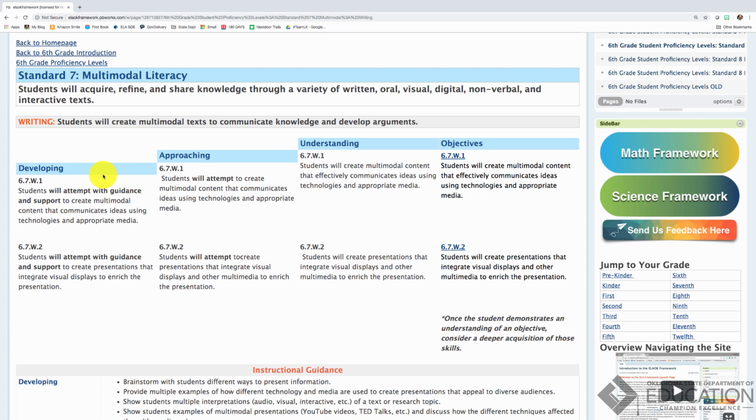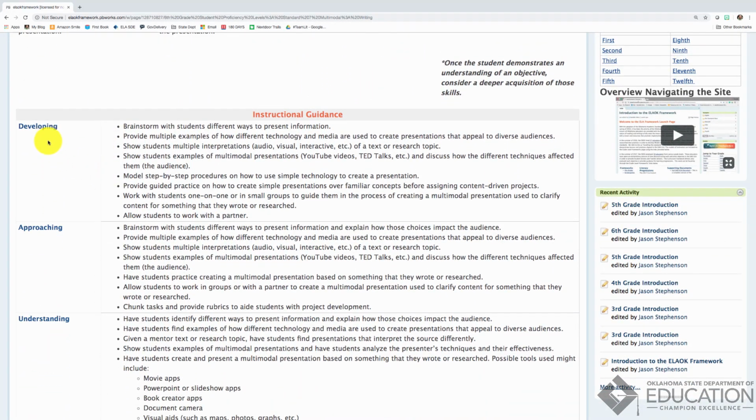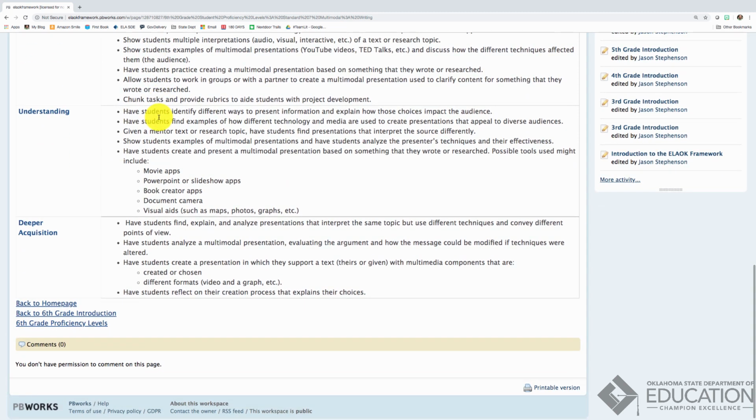Students who need the most support with these objectives will benefit from the developing guidance in the chart below. Students who are nearing mastery of these objectives might benefit from techniques in the approaching box. Students who fully understand these objectives can benefit from strategies in the understanding box. Finally, students who can be pushed and challenged with these objectives might benefit from the deeper acquisition box.